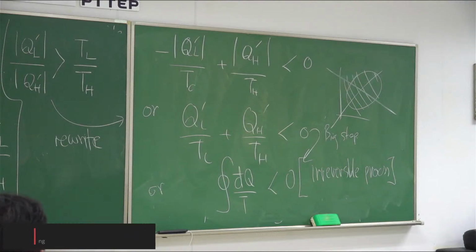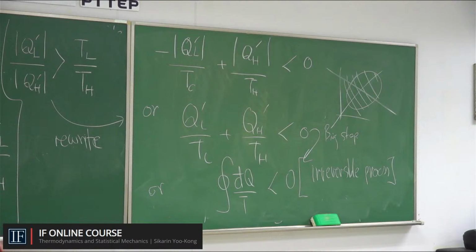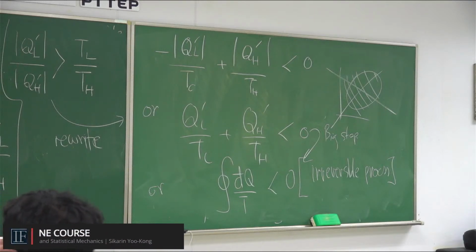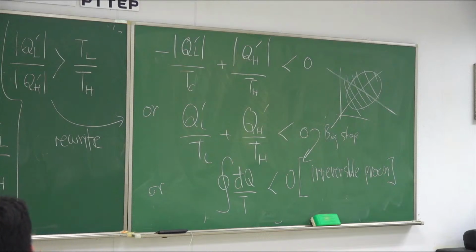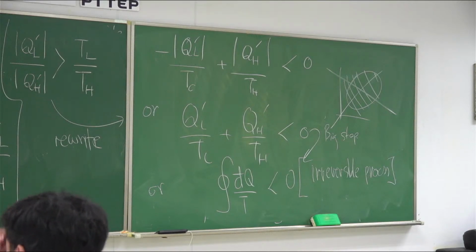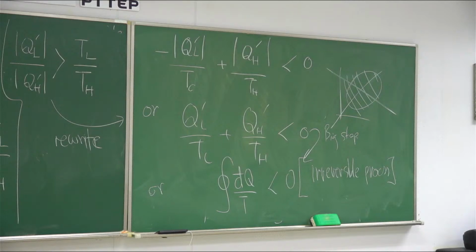Okay, so now we have this. If you include the equality sign, you will get that this is for reversible, and of course, this is for irreversible. This is known as the Clausius inequality. Okay, Clausius inequality.